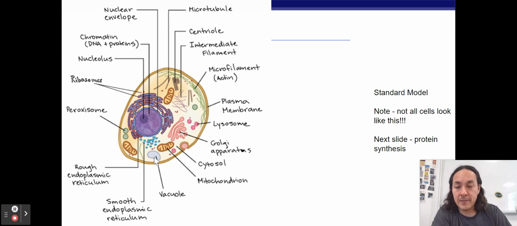Here's a vacuole. Vacuoles are storage areas where water can be stored and other items. Here's the smooth ER. The peroxisome, you don't need to know, but it deals with breaking down hydrogen peroxide. The plasma membrane is going to separate the cell from the outside world. The lysosome deals with breaking down foods and old dead cell parts.